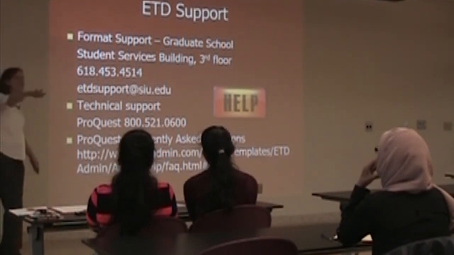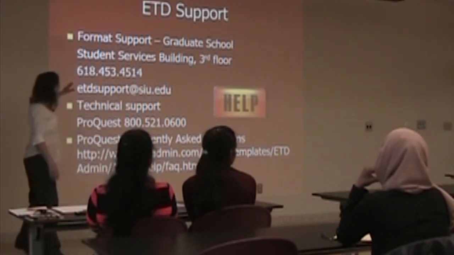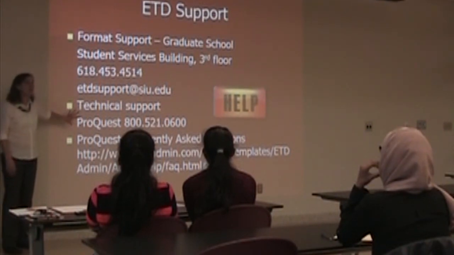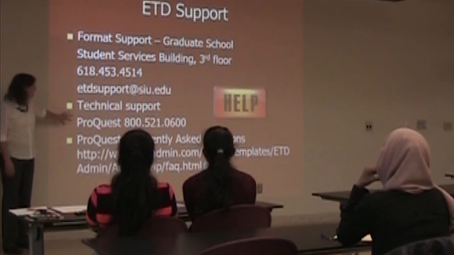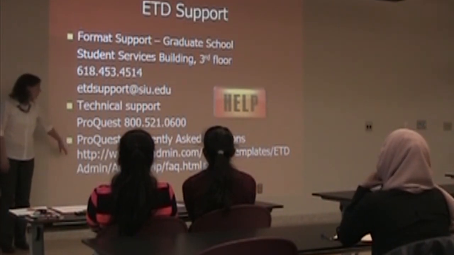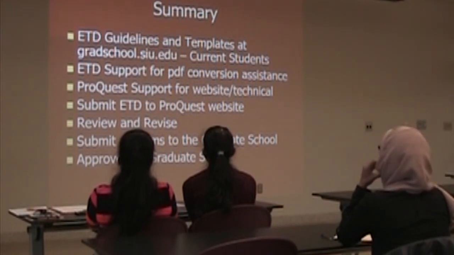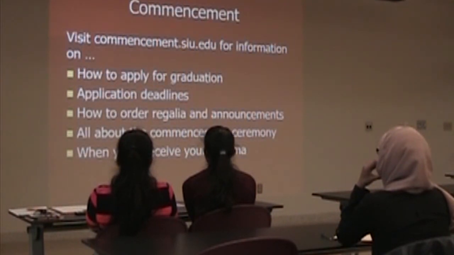This information is all on your yellow sheet that you got when you came in the room. But anything format, contact us at the graduate school. Anything technical with the website, call ProQuest customer service. And then ProQuest also has a frequently asked questions place and resources and guidelines too. Okay, so you've got your templates. Swati showed you where they are. You've got your ETD support if you need it, ProQuest support. Submit your ETD, review and revise, get your forms in, get them approved. Then commencement.